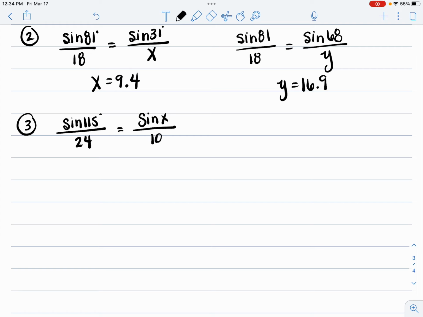Now, of course, this one's going to be a little bit different. Now, I'm still going to cross multiply 10 times the sine of 115. And then I'm going to divide that by 24. Now, be careful, not the side of 24.